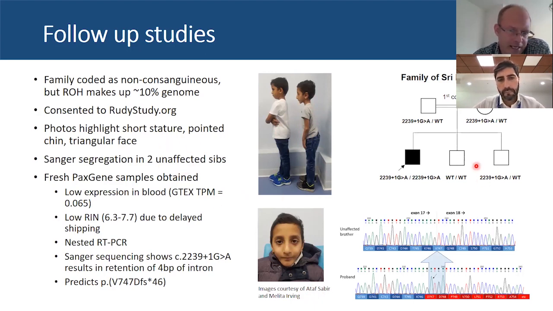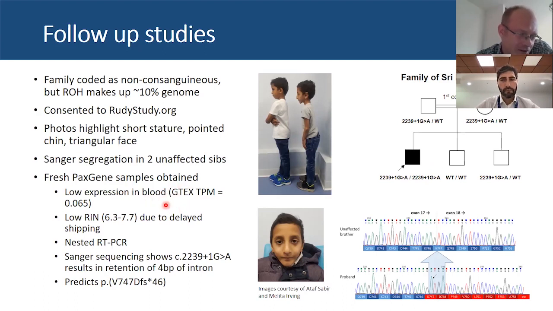We managed to get DNA samples for the 2 unaffected brothers, and neither of them were homozygous for this splice variant. But to be absolutely sure it was a loss of function variant, we wanted to get RNA and see what effect it had on splicing. So this was nice because it was an experiment I didn't think was going to work. So it's always nice when it actually does.